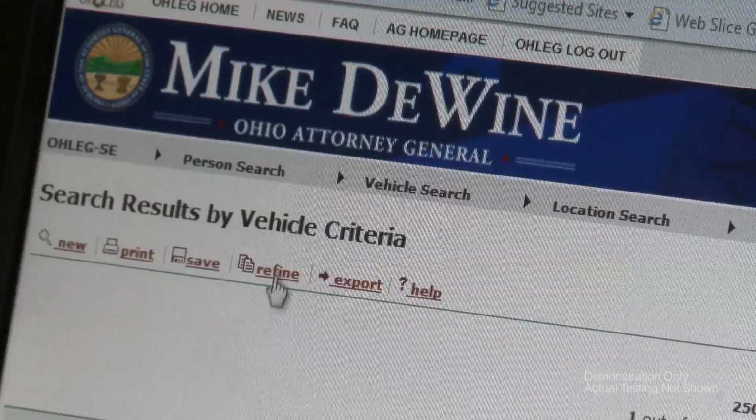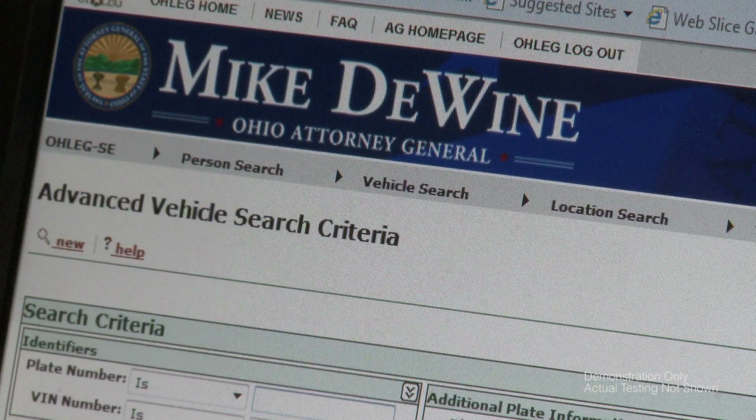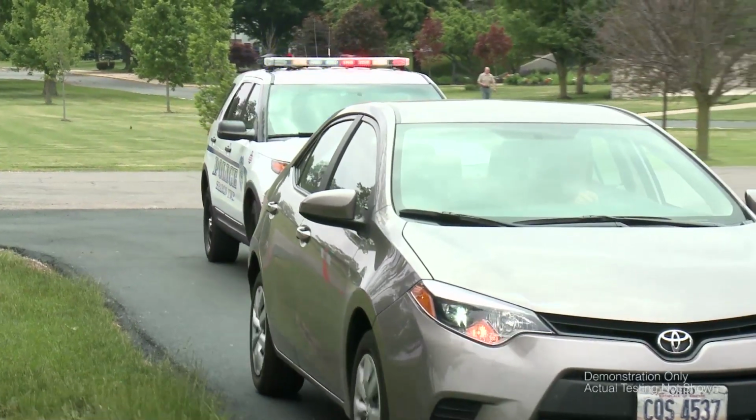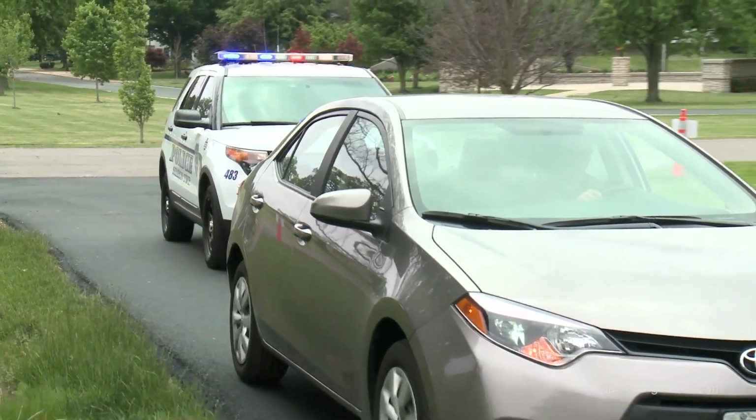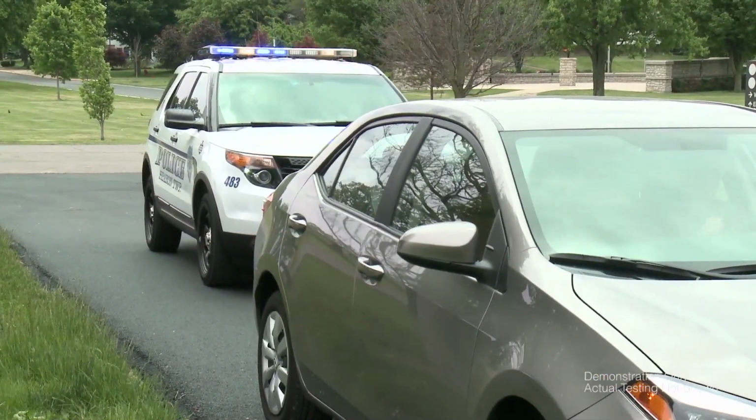OHLEG is an acronym. It stands for the Ohio Law Enforcement Gateway. It's a web portal provided by the Attorney General's office for our law enforcement community. It allows them to have access to a number of databases, which helps them in the daily roles that they perform to the community in general.